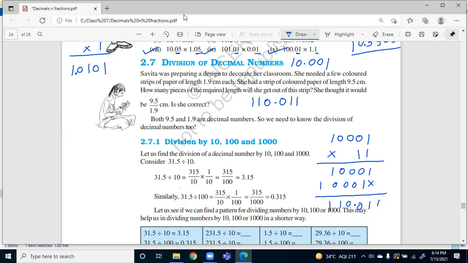Done, ma'am. Okay, Rakshita, you have understood the 8th, 9th and 10th part? Yes, ma'am. Okay, so can I erase if you all have written? Yes, ma'am.